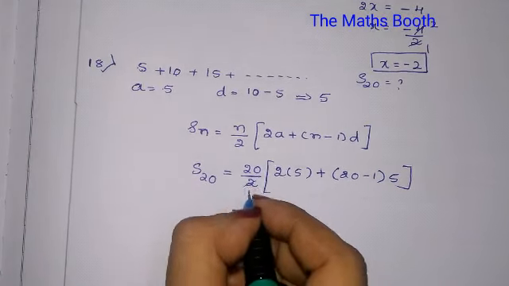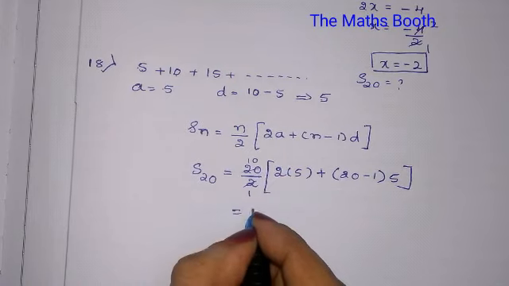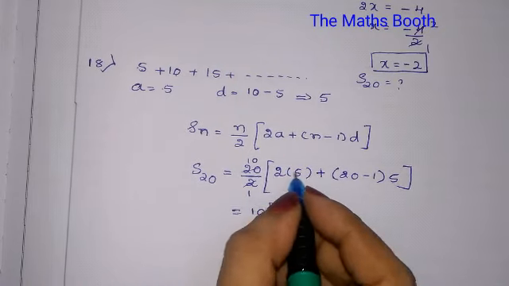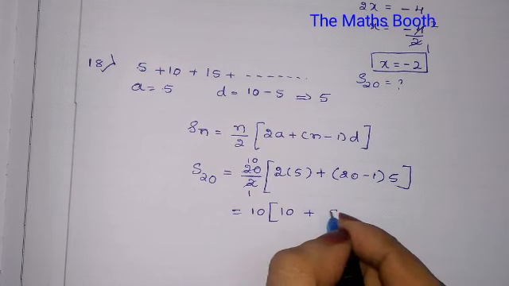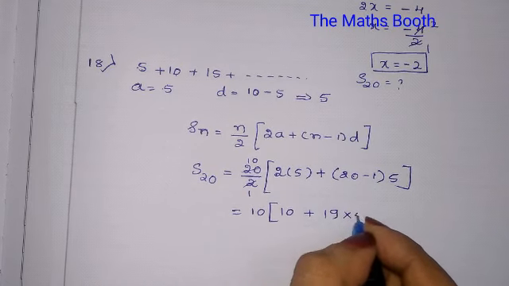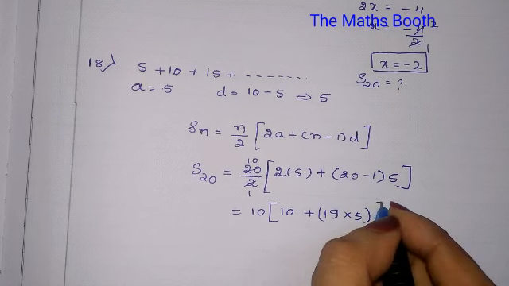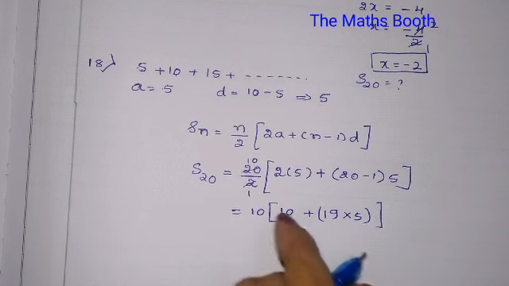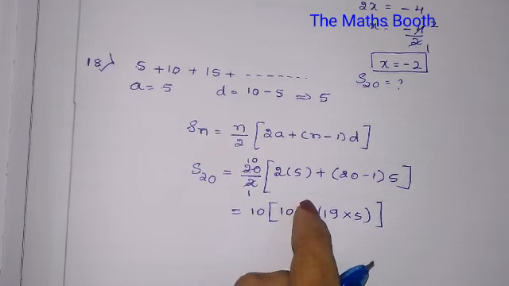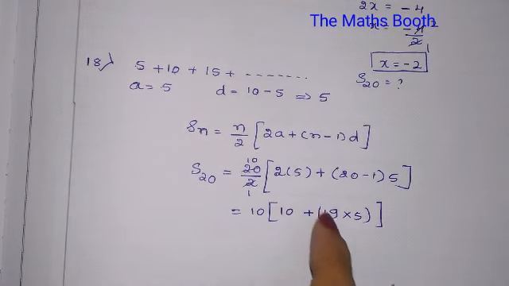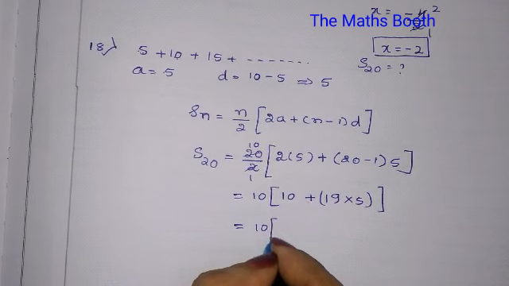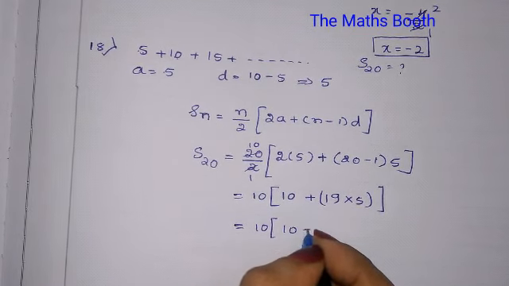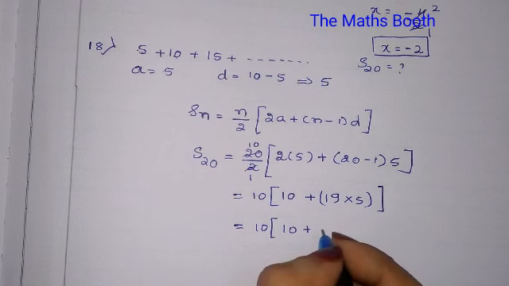So 2 ones are 2, 2 tens are 20. 10 into 5 twos are 10, plus 20 minus 1 is 19 into 5. We should write this in brackets so that we do not add this 19 with 10. If we add this 19 with 10, the problem will be wrong. So 10 into 10 as it is plus 19 fives are 95.